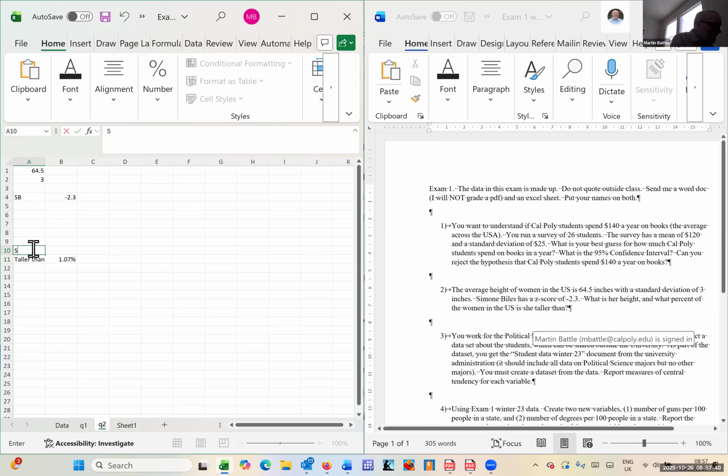Simone Biles' height is going to be 64.5 inches plus bracket 3 times negative 2.3. Oh, should have put an equal in there, shouldn't I? Of course. And that means that she's 57.6 inches tall, which seems reasonable, right? About 2 standard deviations. So it's about 7 inches shorter, which is what you would think. Okay, it's fairly easy.